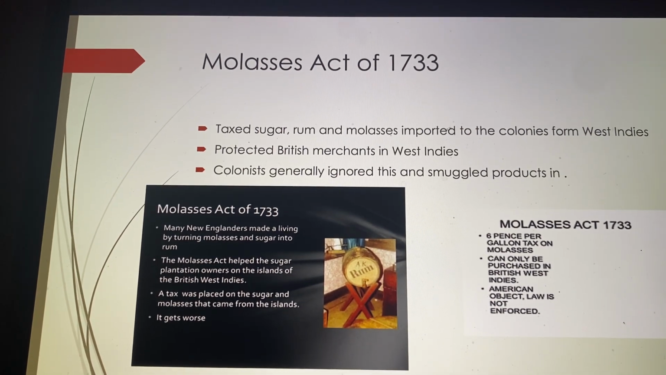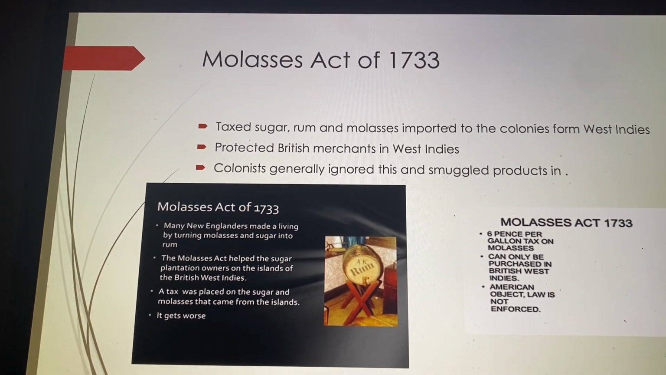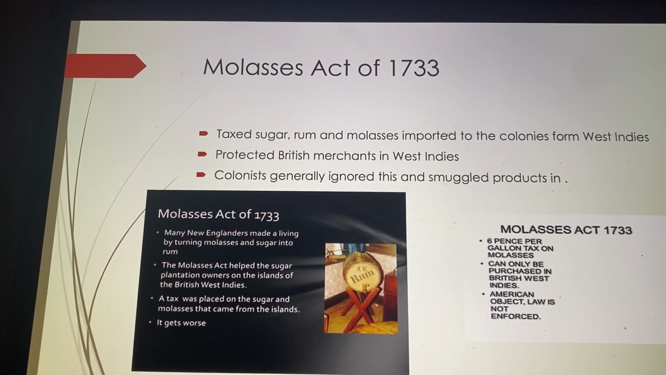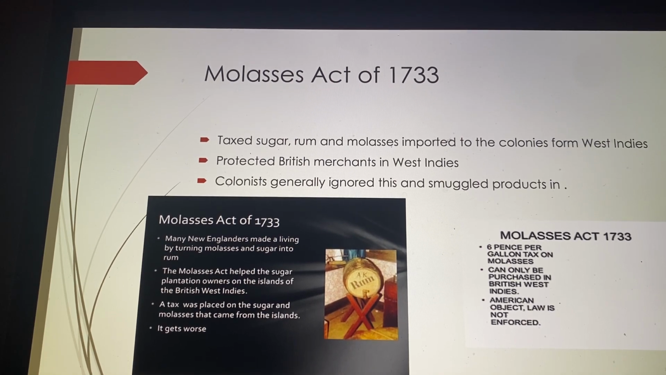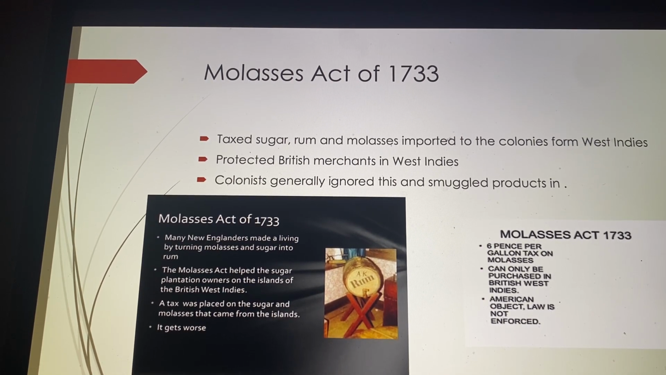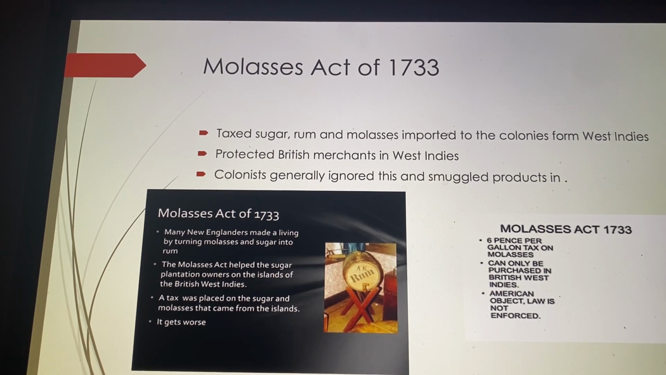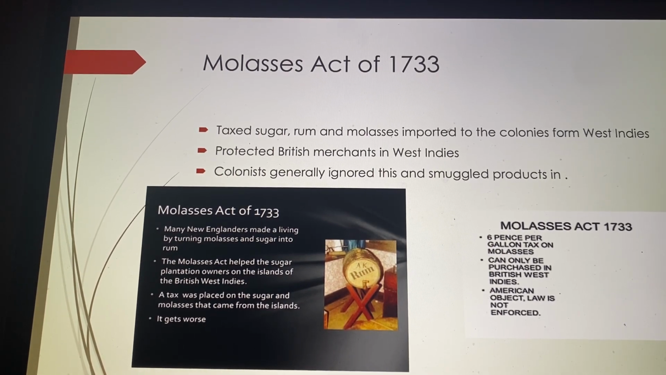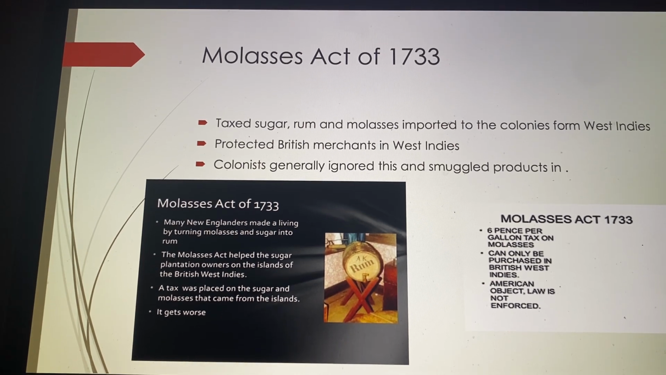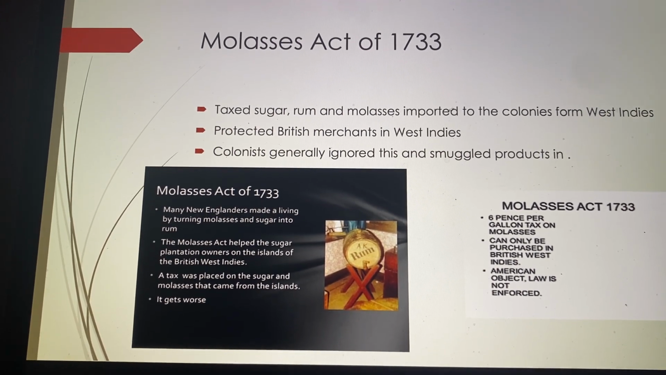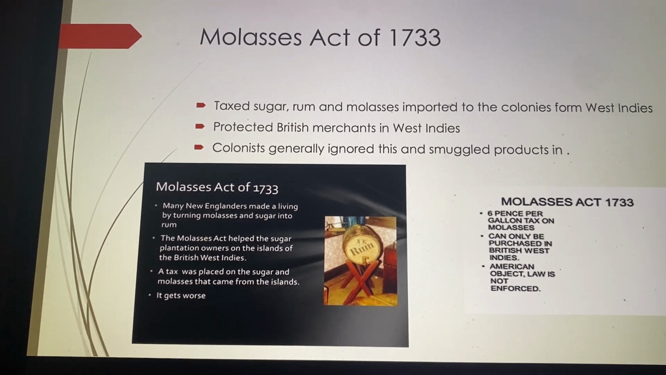So the Molasses Act of 1733 gave further strict control. It taxed sugar, rum, and molasses that were imported from the West Indies, and it protected the British merchants in the West Indies. So the colonists generally ignored it and smuggled products in anyway, but there would be later a stricter control in this, and basically the ships would begin being searched. We'll see that later on. So you can see Molasses Act of 1733.